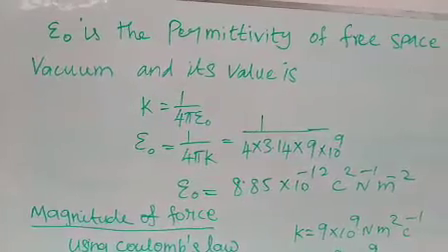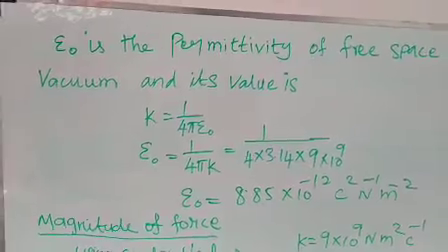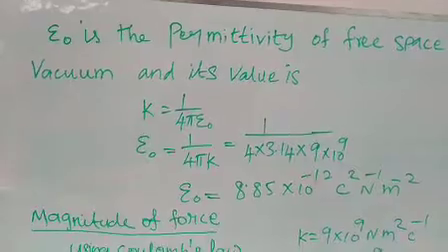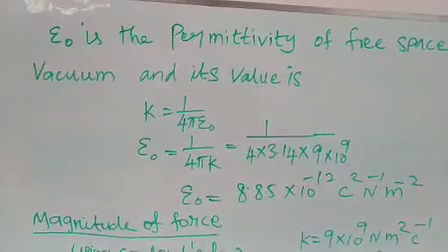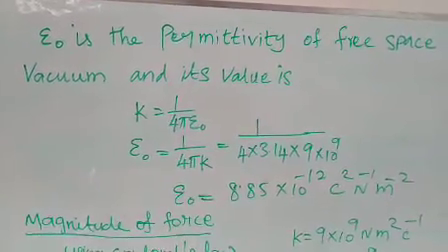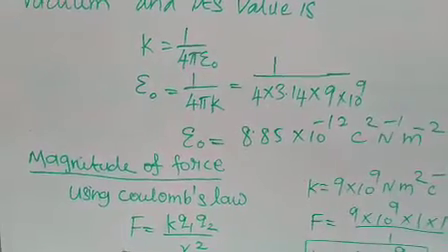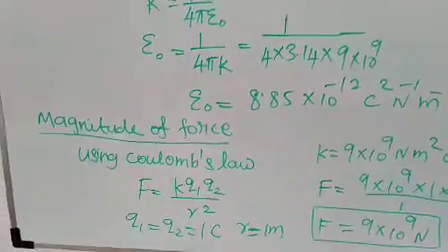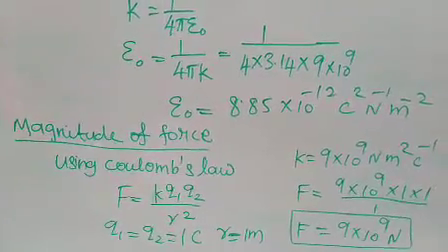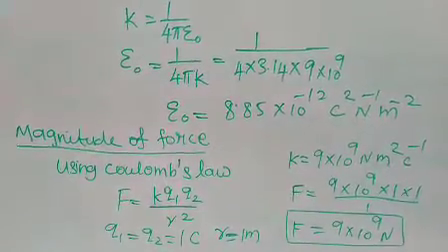This is a very important 1 mark. They will ask like that: the value of permittivity of free space, sometimes the unit of permittivity of free space. So dear students, you should read properly; value as well as unit is a must. Then we find the magnitude of force by using Coulomb's law, F = K Q1 Q2 by r square, where Q1 Q2 are charges.